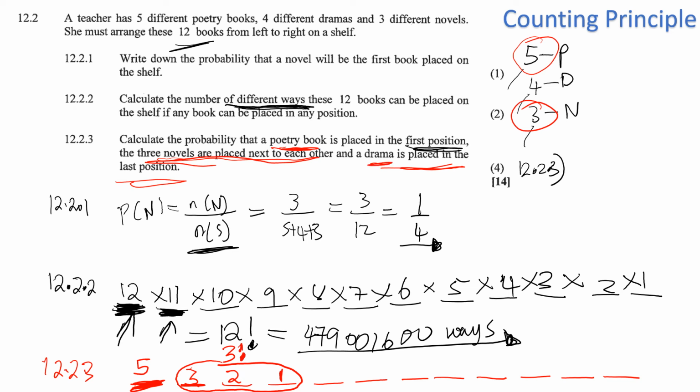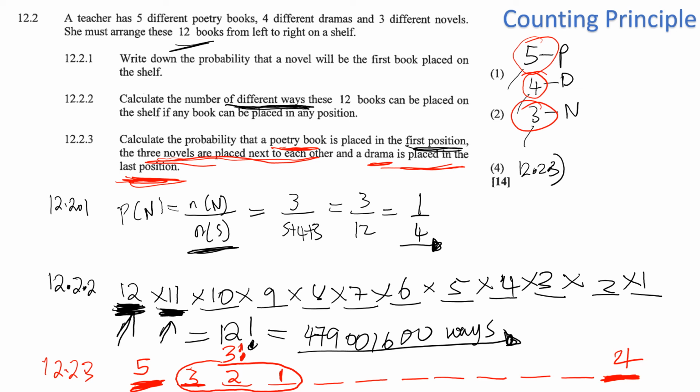Then they said the drama is placed in the last position. So in the last position we have what? We have a drama book, right? But how many choices of drama books do we have? We have 4 different choices. Okay, so the question that you might be having, what about the remaining space, right? The remaining space will be for the remaining books.